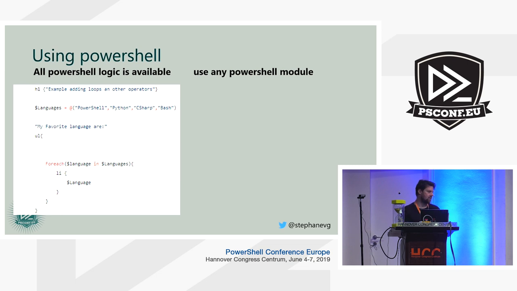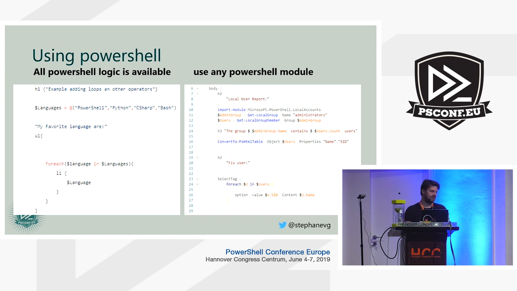So here we see the example. I have my favorite languages: PowerShell, Python, C Sharp, and Bash, which is not actually true. Then we have an unordered list, and I have a foreach where I simply go through each element in the languages array and print out a list item.